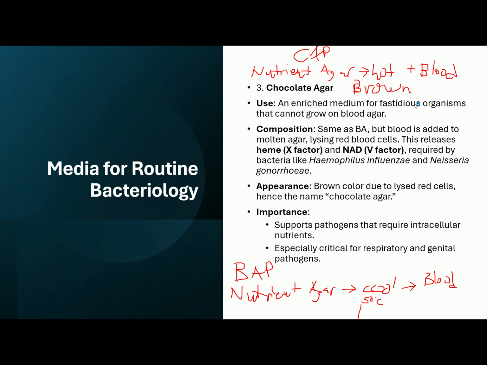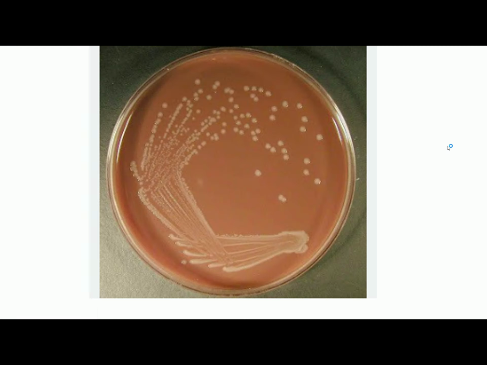Now, when your RBCs are lysed, it releases two factors, the X and V factor. The X factor stands for heme, while the V factor stands for NAD. Kaya siya considered na media used for fastidious bacteria is because itong X and V factor na to are required for certain bacteria such as Haemophilus and Neisseria. So your CAP would appear brown color due to the lysed red cells, supports pathogens that require intracellular nutrients, especially critical for respiratory and genital pathogens. So this is the appearance of your CAP.